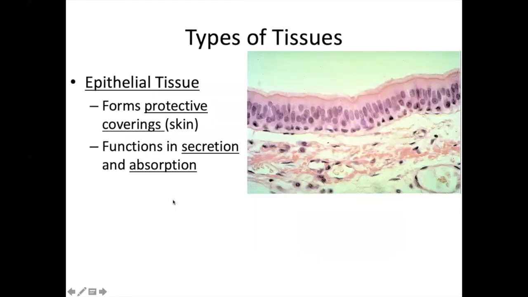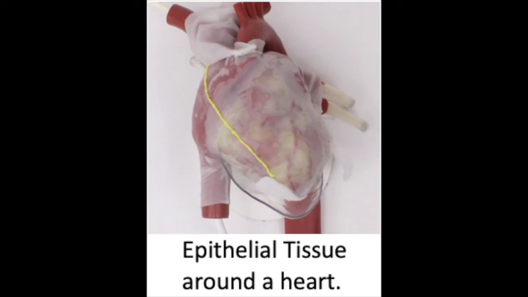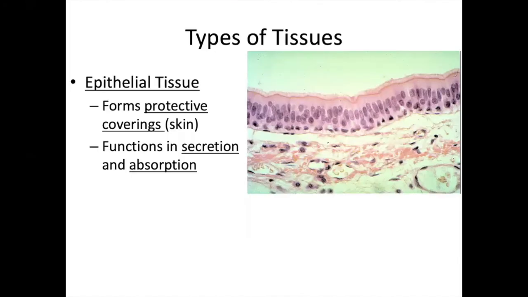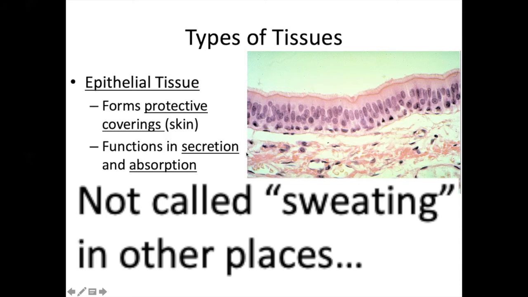Starting with epithelial. Epithelial tissue is a weird word. You probably know it better as skin tissue. Except that it's not just skin. You actually have epithelial tissue in other places around your body, and we don't call it skin in those places. Okay? So epithelial tissue is any form of protective covering. It functions as secretion and absorption, meaning just like your skin, you can sweat in other places. You can actually absorb materials as well.